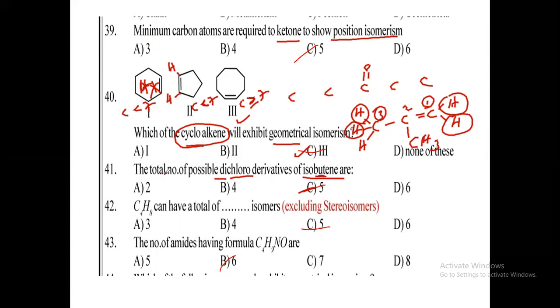here for isobutene, total number of possible derivatives of isobutene. Okay. So by replacing different hydrogen atoms with chlorine atoms, we have to take what? Dichloro derivatives. Okay. So total we get what? 5 dichloro derivatives by replacing hydrogen atoms of isobutene. Okay. Next.